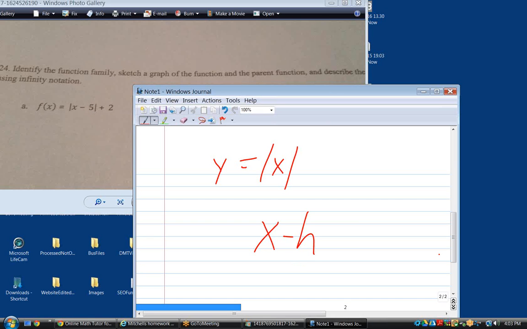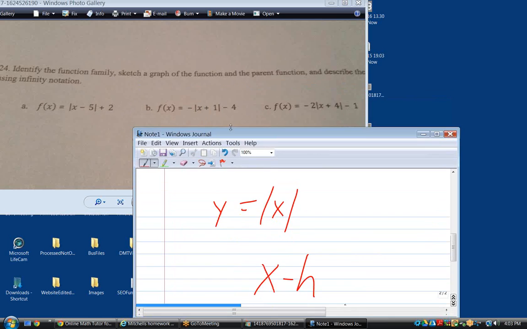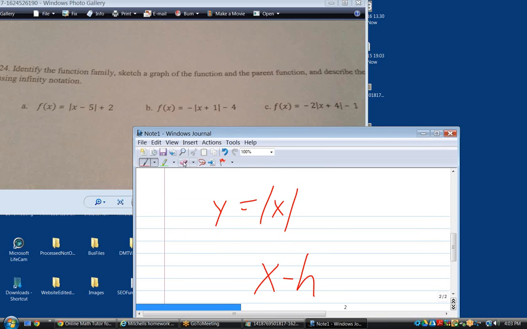Positive means to the right. And what's the 2? Up 2. Okay. What's the parent function here? Well, the parent is the same on all three of these. Yeah. Okay, so what's going on here in B? So it's flipped over the x-axis, and then right or left 1, and then down 4.